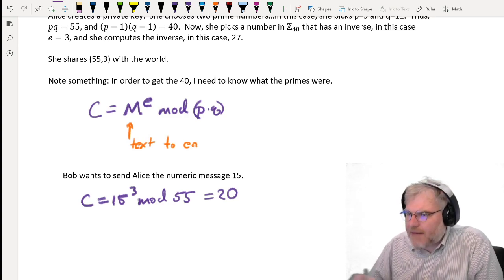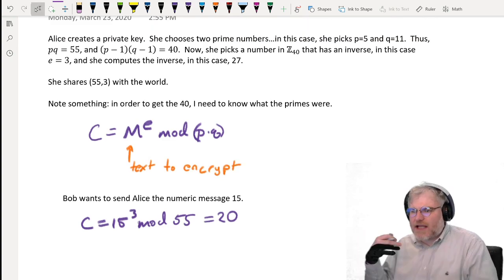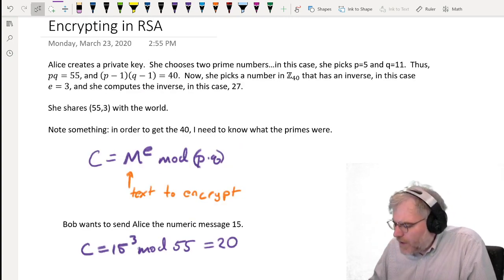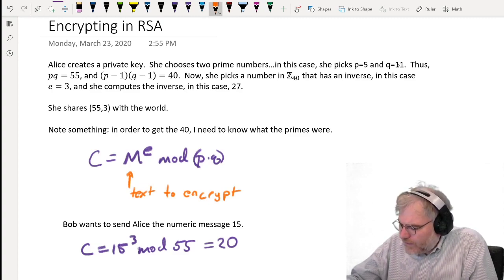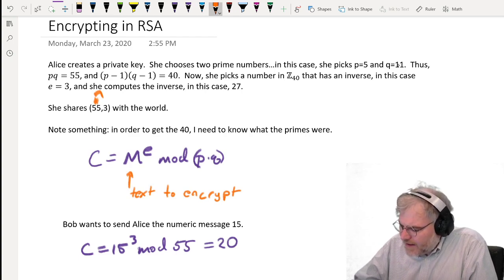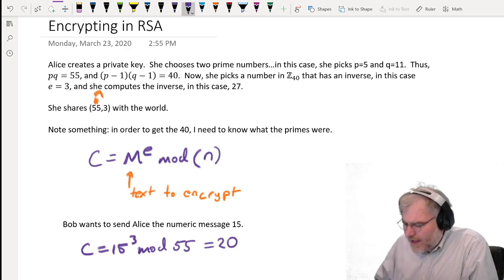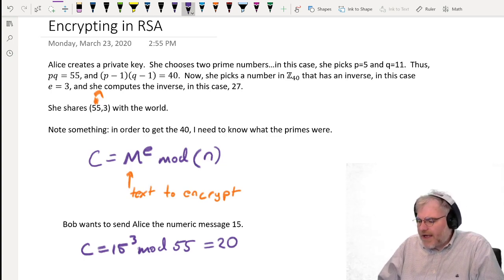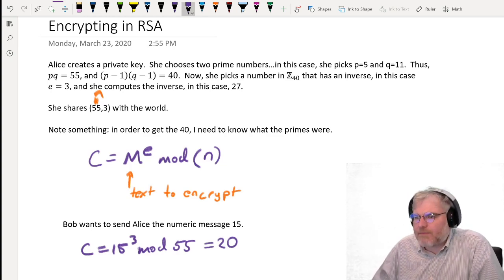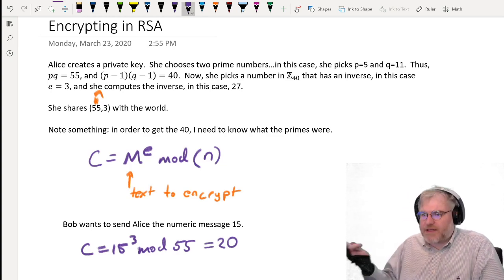And it should be noticed that I'm not sharing P and Q. I'm sharing P times Q. So really, I should say N equals 55. And I should really say that, because he doesn't know what P and Q are, he only knows that he's doing mod N. And this N is 55. Okay? And M is the plain text. M is the thing to encrypt. In this case, we're encrypting the number 15, the block represented by the number 15.